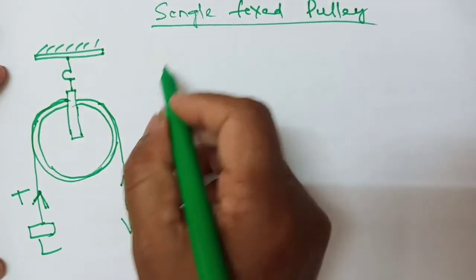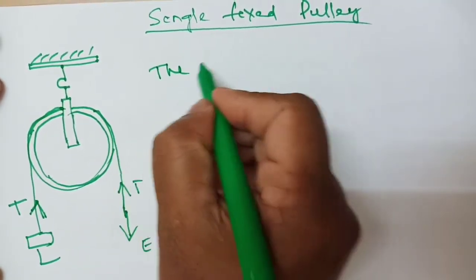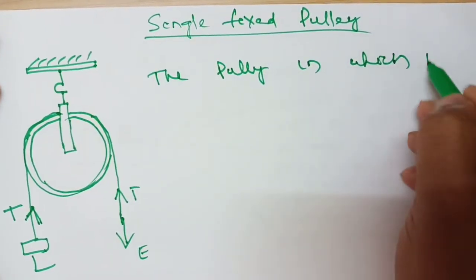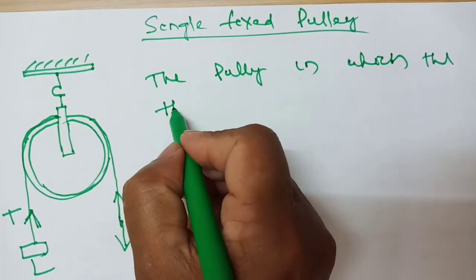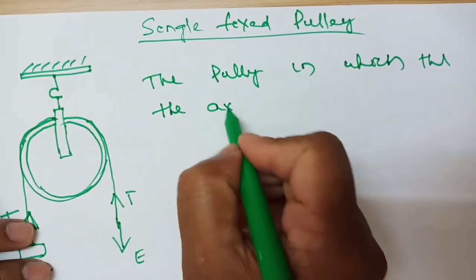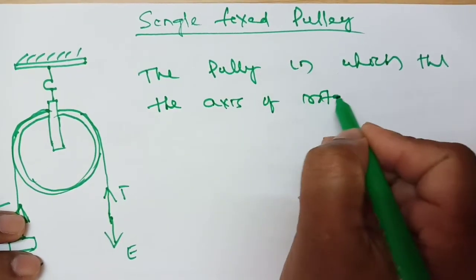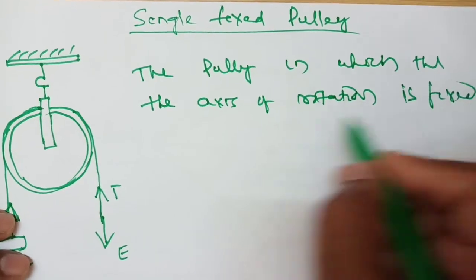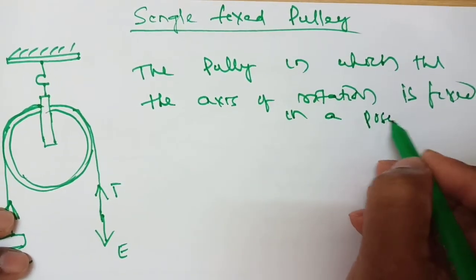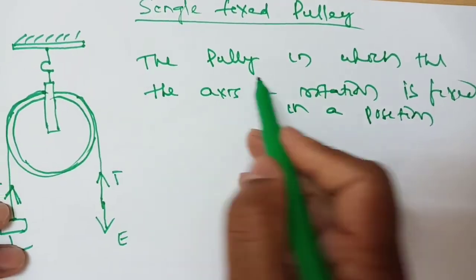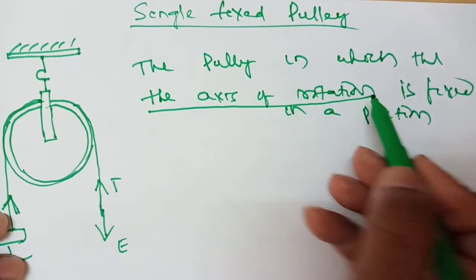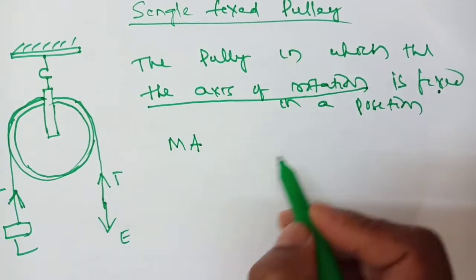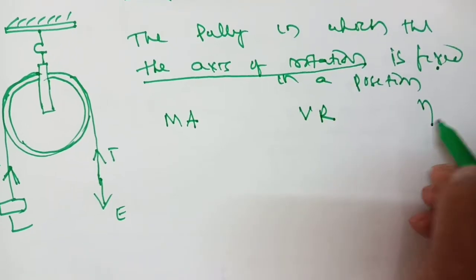Okay, now so what is single fixed pulley? The pulley in which the axis of rotation is fixed in a position. So what is single fixed pulley? The pulley in which the axis of rotation is fixed in a position. Okay, now we will read one by one. What is the mechanical advantage, what is velocity ratio, and what is efficiency.